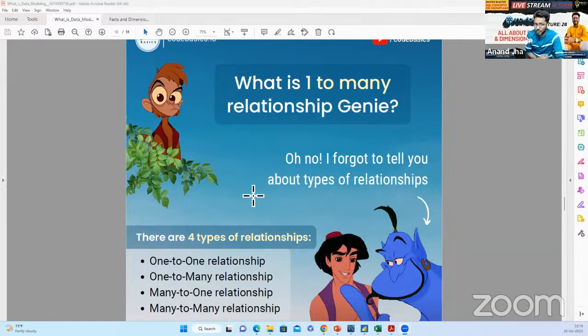Employee and their department. Very good. One employee will be linked to one department, right? One person with one Aadhaar. One person will have one customer ID. One employee will be associated with only one department; it cannot be associated with multiple departments. One student can have only one roll number. There are numerous examples.